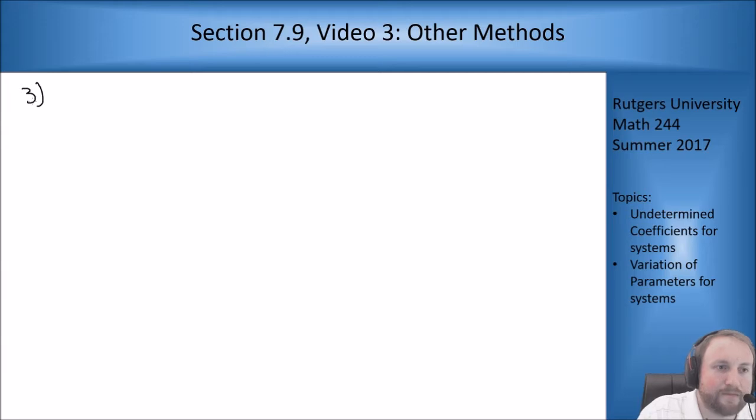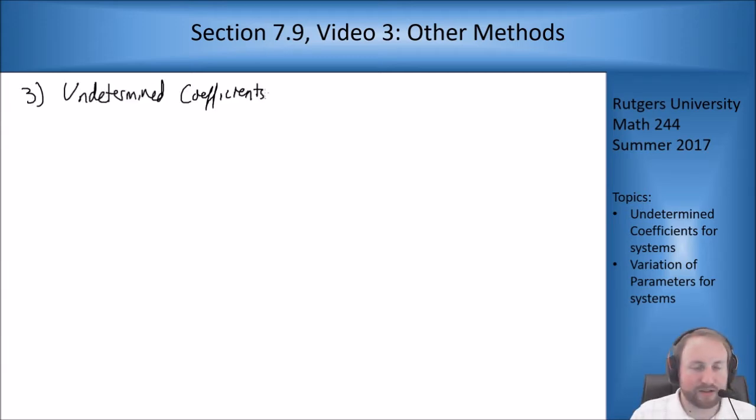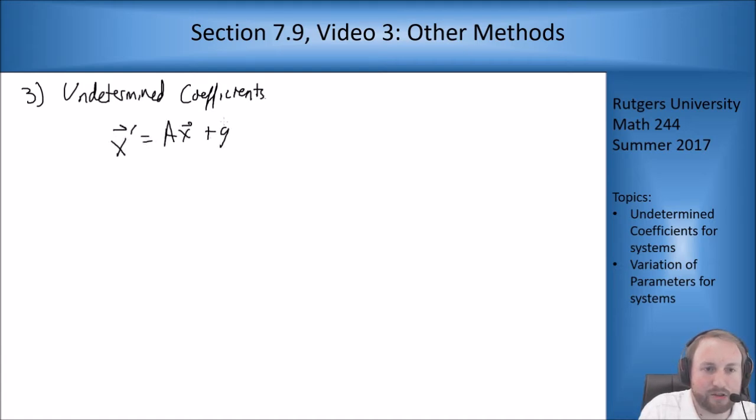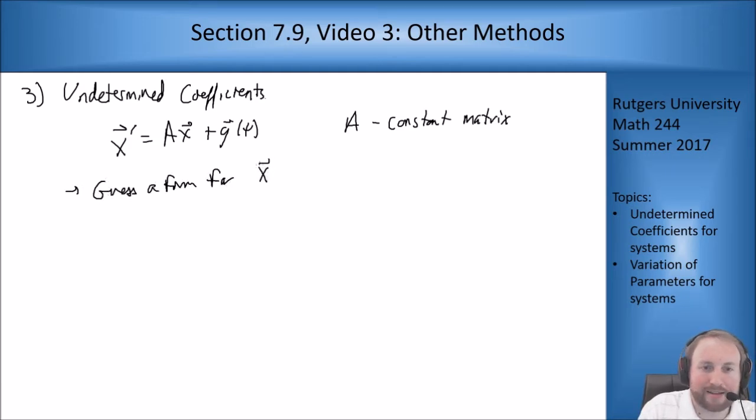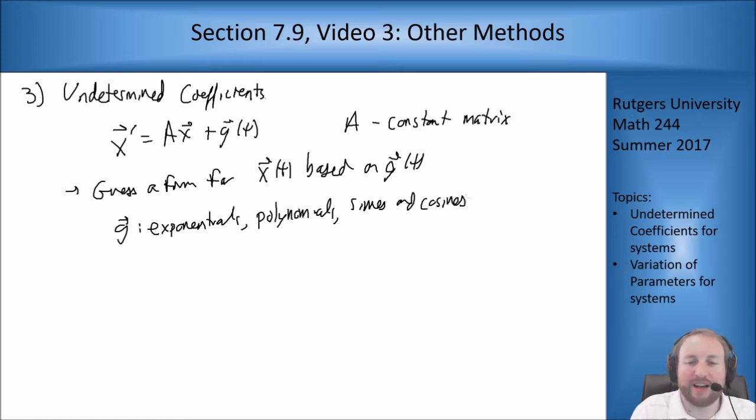So method 3 is going to be undetermined coefficients. Again, we're trying to solve x prime equals ax plus g of t. And as before, for undetermined coefficients, we generally want a to be a constant matrix because outside of that, it's really hard to start guessing things. The idea is the same as before. Guess a form for x of t based on what g looks like. And g is going to have to be something like exponential functions, polynomials, sines and cosines, or some combination of them.